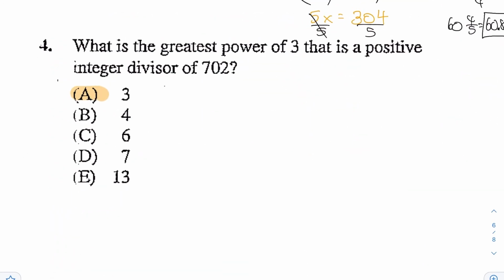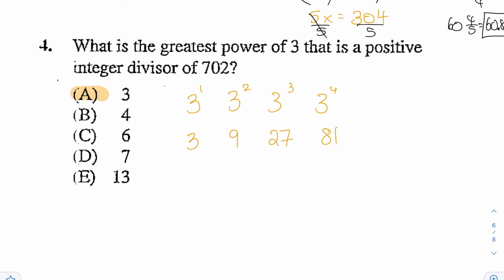Right, next for number 4, what is the greatest power of 3 that is a positive integer divisor of 702? Right, so you want the power of 3. So you have 3 first, 3 squared, 3 cubed, etc. So here you want to see which one is the biggest one that's actually a divisor. So 3 squared is 9, 27, and this is 81.